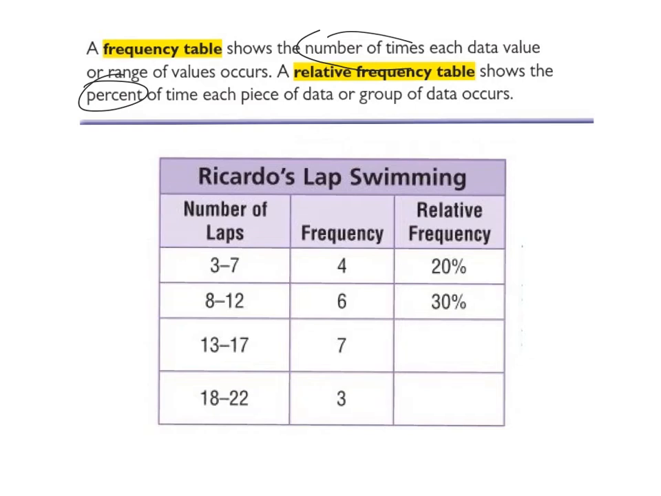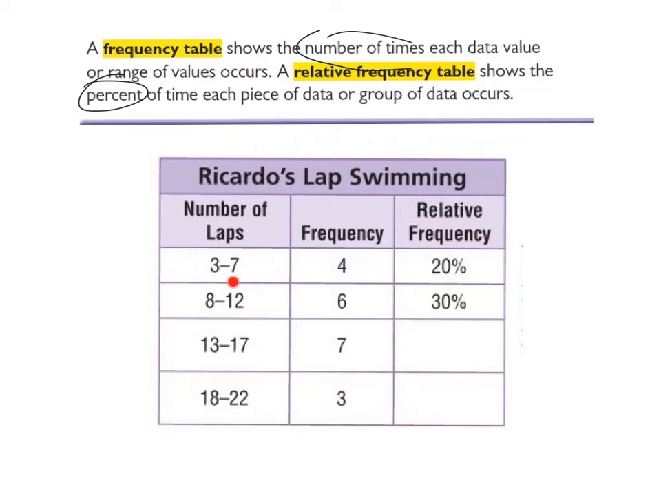Okay, this next part we're going to learn 2 new kinds of tables, but they're often stuck together. So a frequency table shows the number of times each data value or range of values occurs. So, taking a look at Ricardo's lap swimming. It's how many times he went around the swimming pool.